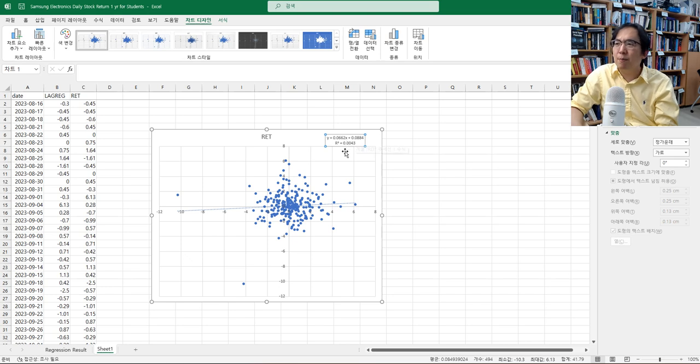But here it's like 0.004. What does this tell us? The explanatory variable does not have significant predictive power for the left hand side variable, the y-axis variable. Okay, past return does not predict future returns. If you look at the R squared, too low.